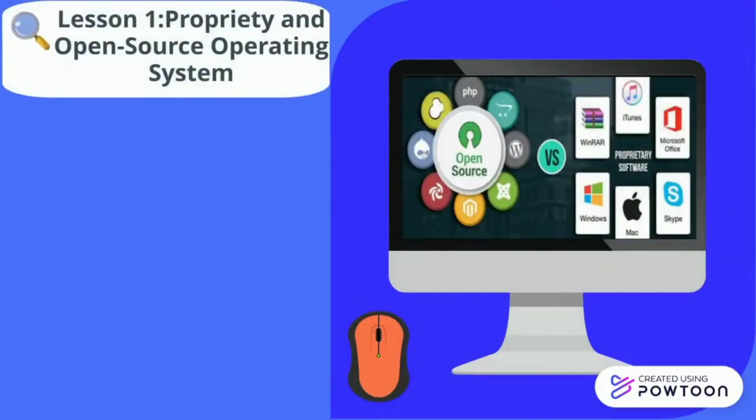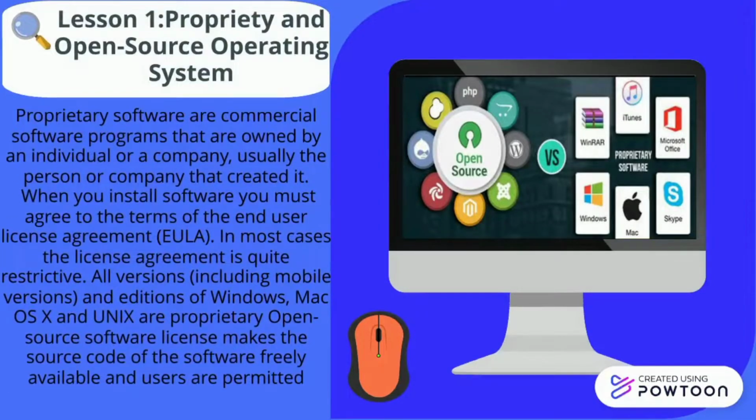Lesson 1. Proprietary and Open Source Operating System. Proprietary software are commercial software programs that are owned by an individual or a company, usually the person or company that created it. When you install software, you must agree to the terms of the End User License Agreement, EULA. In most cases, the license agreement is quite restrictive.